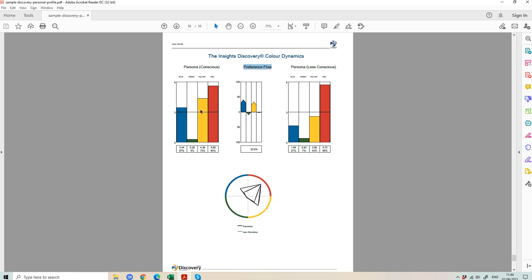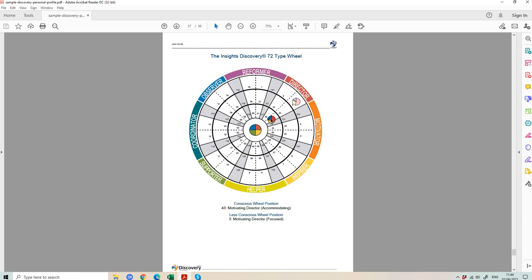Now, because I've got three above the midline, that is going to be represented on your chart by you being positioned in the inner circle here. We call this an accommodating personality because they tend to accommodate the other colors a little bit more. So think of it like a chameleon.